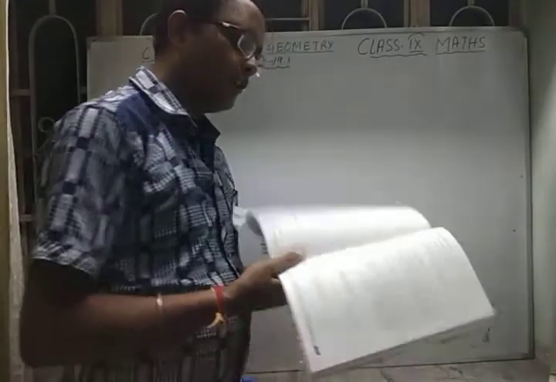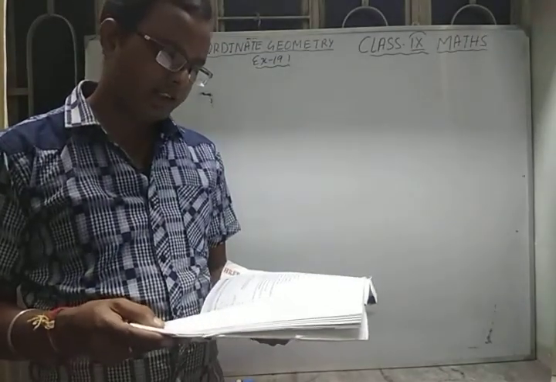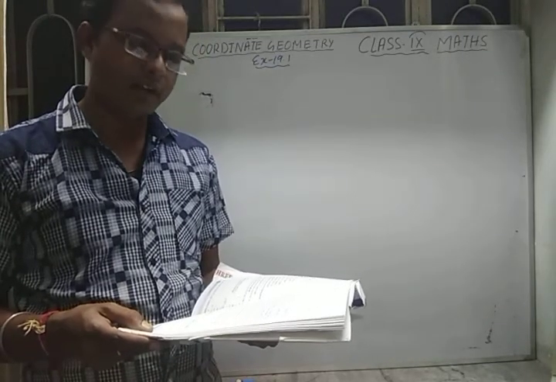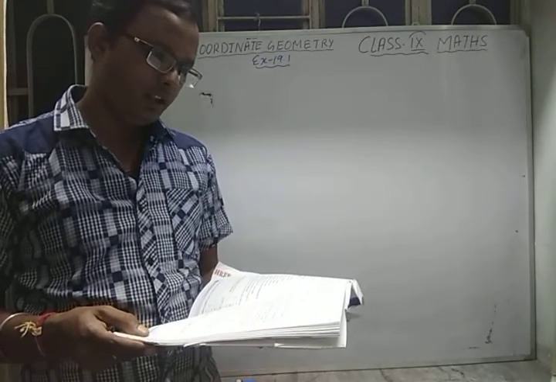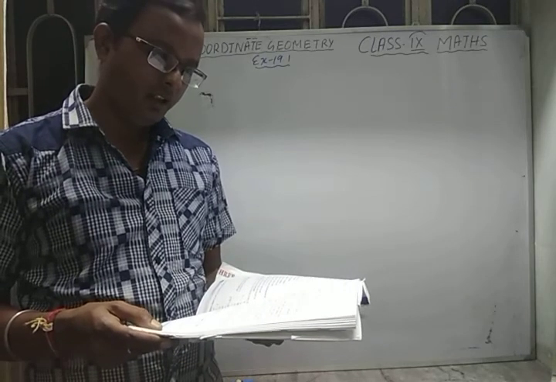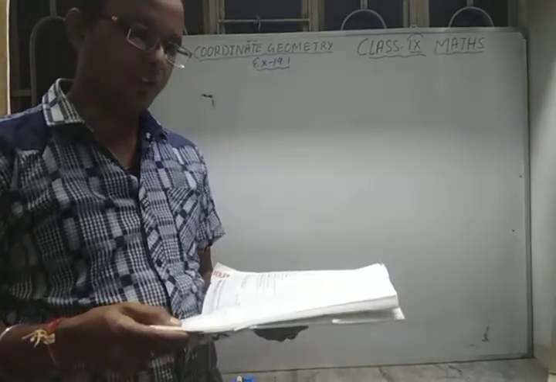One more question I am going to do, very important question. In question number 16, you see the adjoining figure shows the equilateral triangle OAB whose each side is 2a unit. Find the coordinates of the vertices. Other coordinates you have to find, the vertices also.